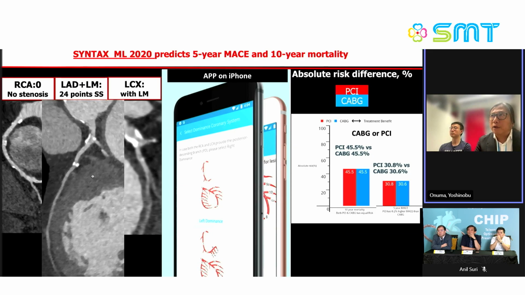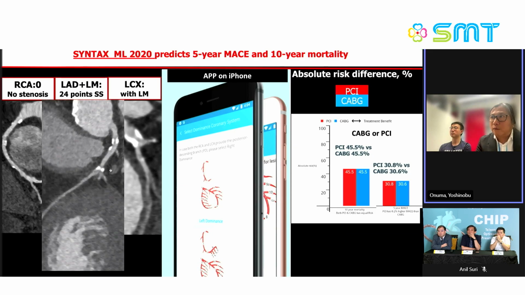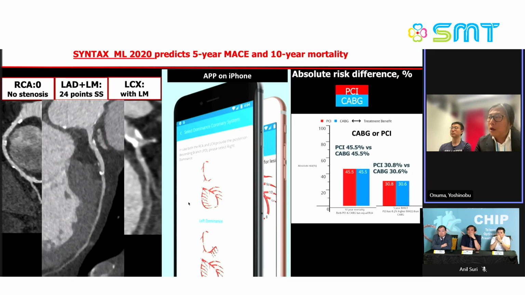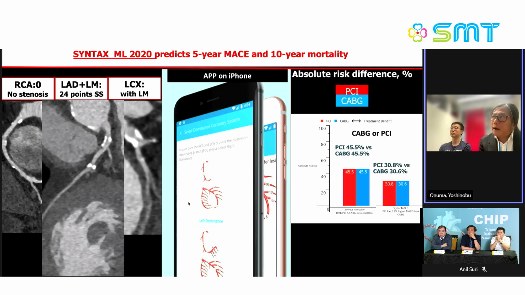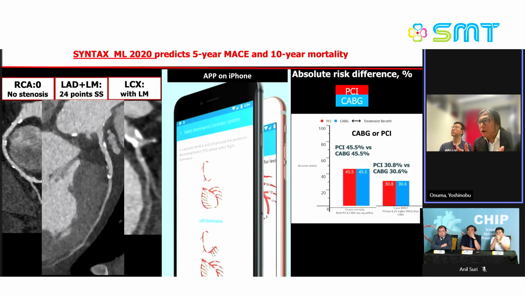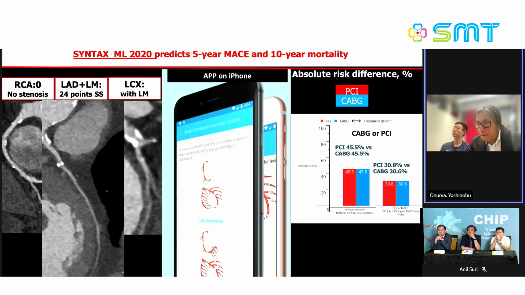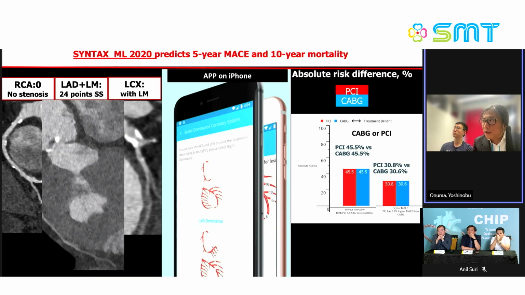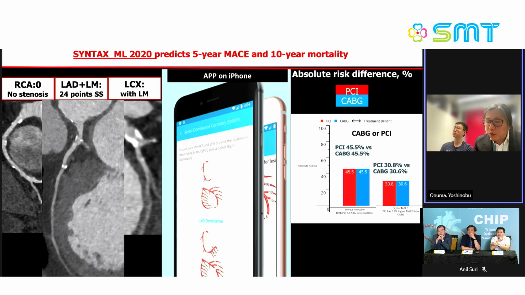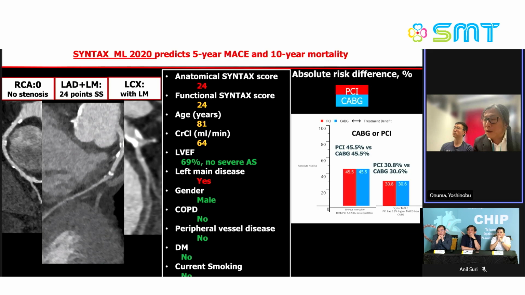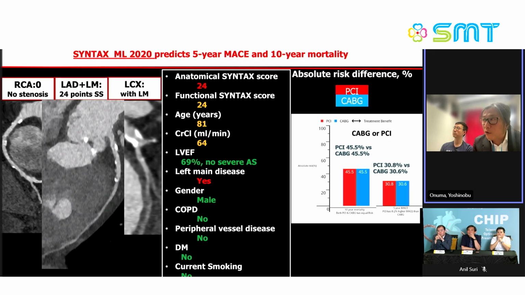So after looking at the LAD and left main, we score the two lesions, which is 24. In the iPhone, together with SMT, we had software and an application for the iPhone and Android, which enable us to calculate the syntax score online, but also the calculation of the 10 years mortality based on some of the baseline demographic characteristics of the patient.